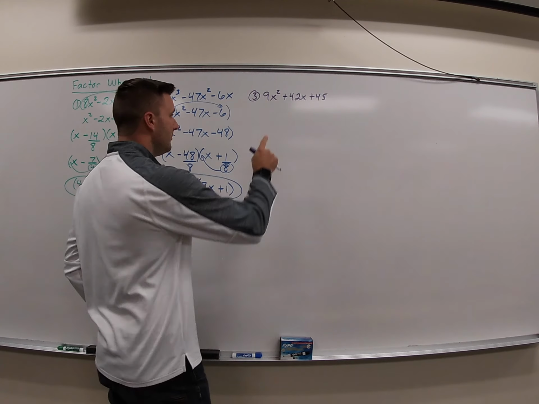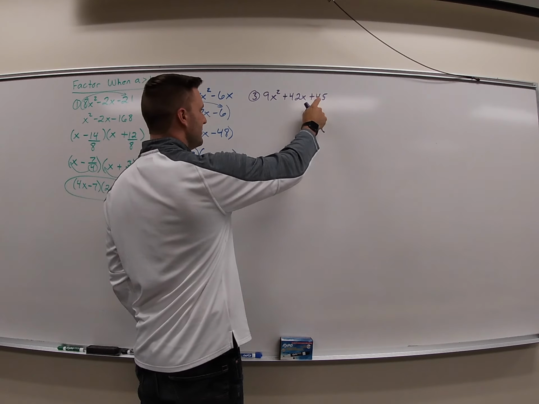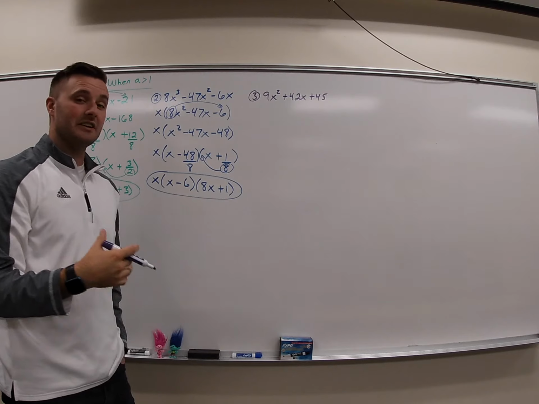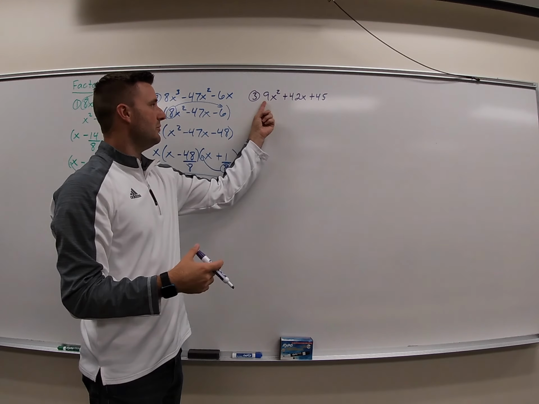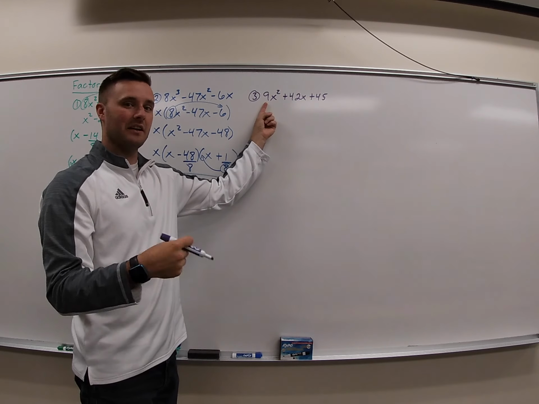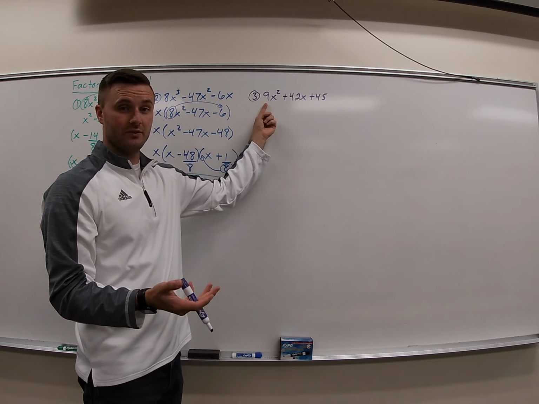Now, again, look for greatest common factor. Is there a number that goes into 9, 42, and 45 evenly? And the answer is yes. How do you know that quickly? 3, I don't know if you know this, but if you add all the digits up together and that digit is divided by 3, that means the entire number is divisible by 3.